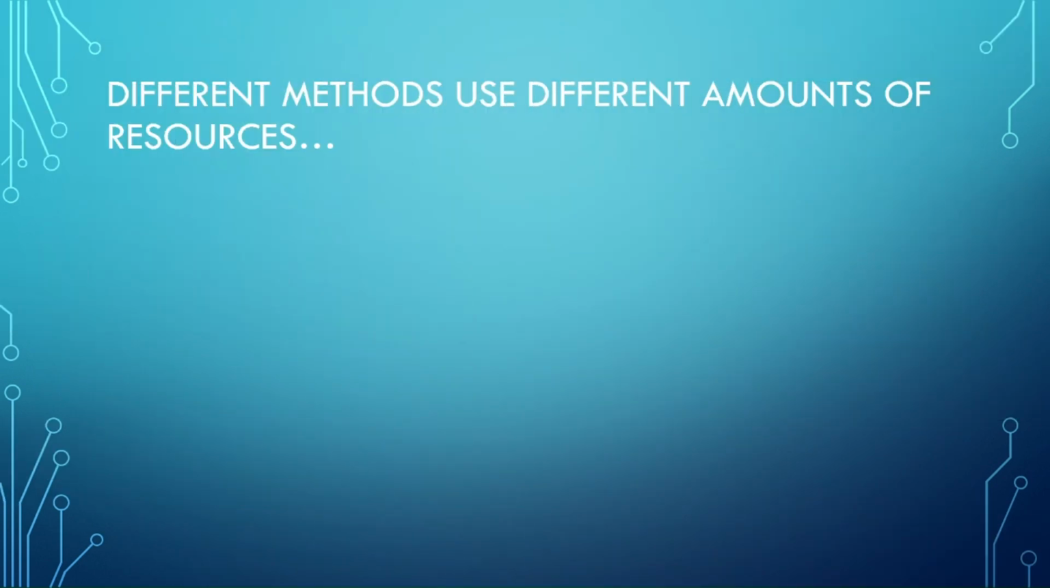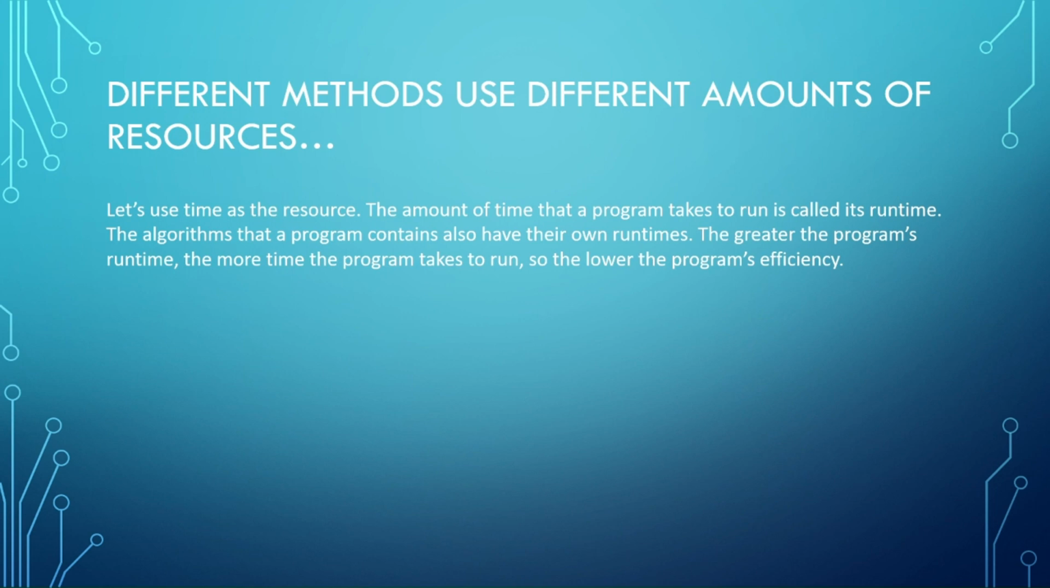So different methods use different amounts of resources. Just putting two and two together, there are different methods, and a computer uses resources. So let's use time as a resource. The amount of time that a program takes to run is called its runtime. I'm sure quite a few of you will know that, but once again, I'm starting from basics. The algorithms that a program contains also have their own runtimes. So a program will contain algorithms. The program itself will have a runtime, but the algorithms themselves will also have their own runtimes. The greater the program's runtime, the more time the program takes to run, so the lower its efficiency.